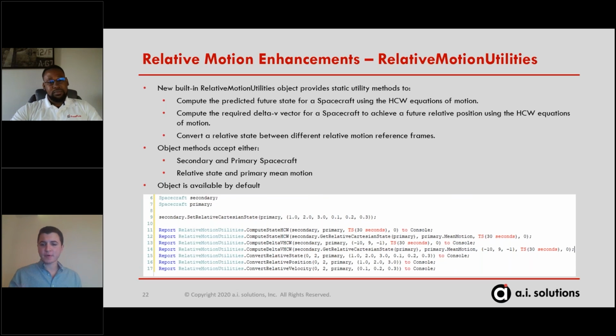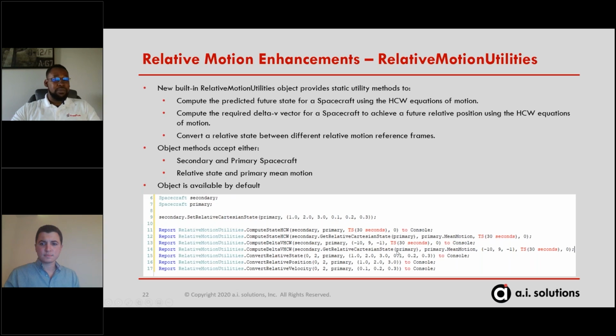So we have more questions coming through. What are the static methods? I know you touched on that a little, but can you talk about it more? Sure. So our static methods are the methods that are available to the relative motion utilities object. The static methods are just compute state HCW, compute delta V HCW, and then convert relative state and convert relative position and velocity, as shown on the screen over here.